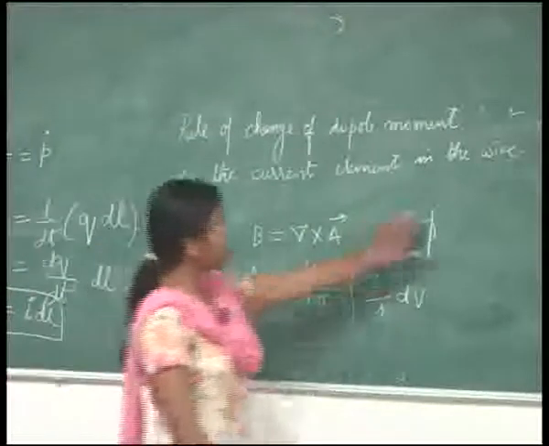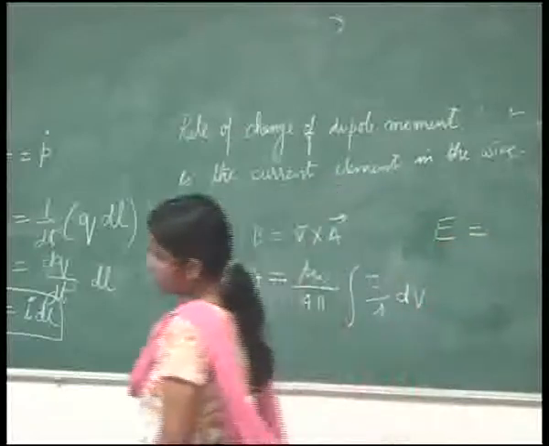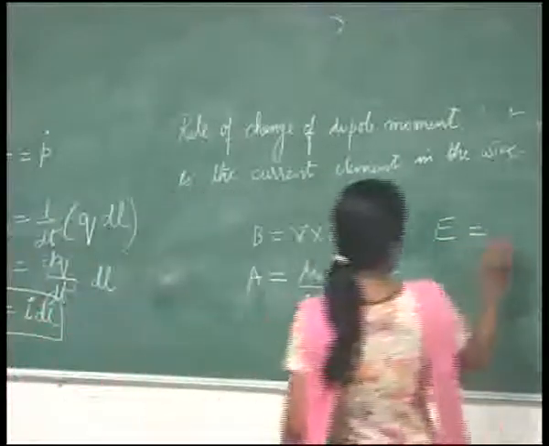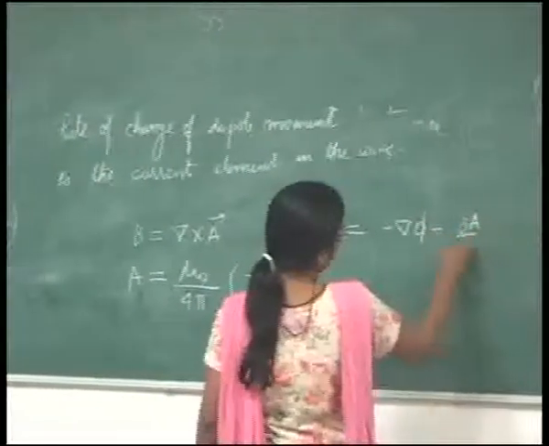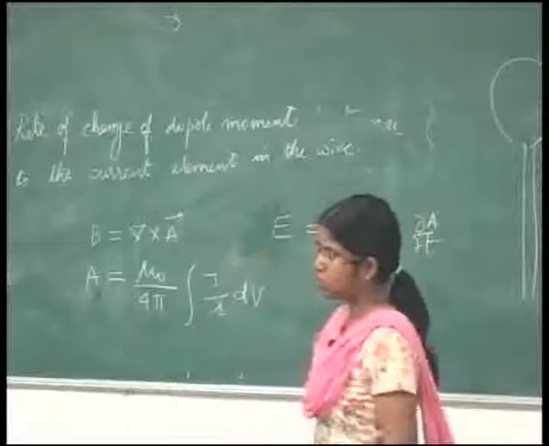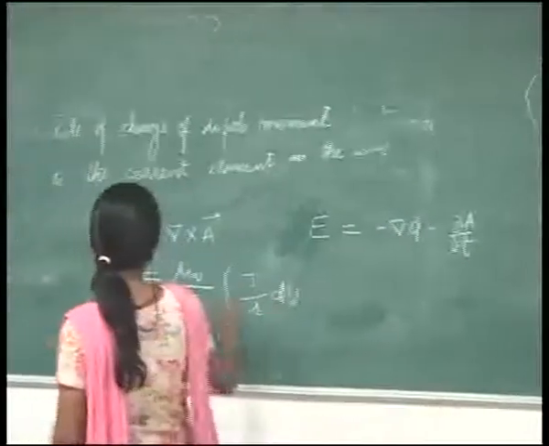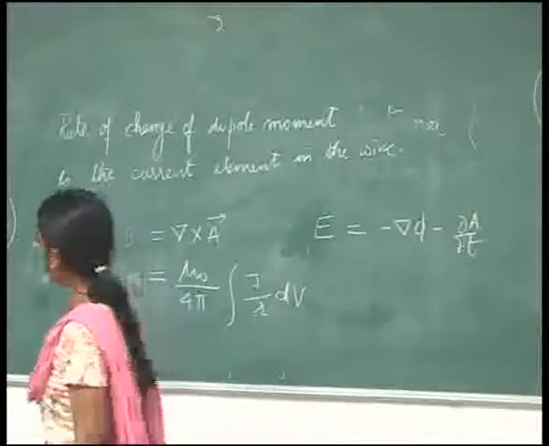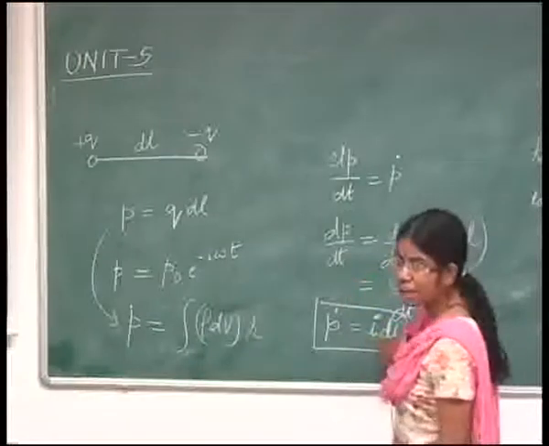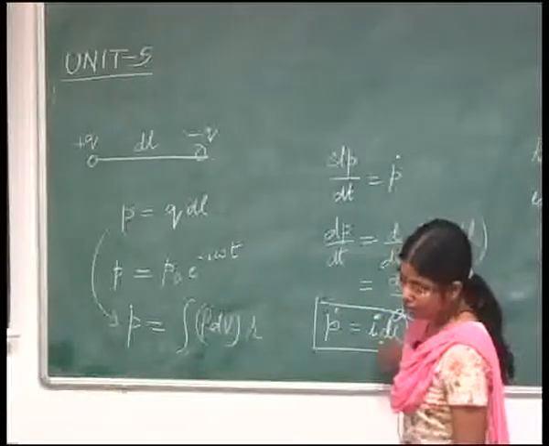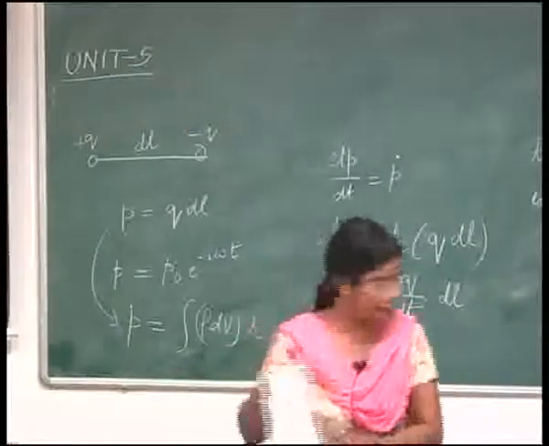And we had defined that E was equal to, in terms of phi and A, minus grad phi minus del A by del t. This was phi. So, if A is mu 0 upon 4 pi integral J by r dV, and I know that p dot is equal to I dl, okay, then simply I can say here, I will draw a diagram.